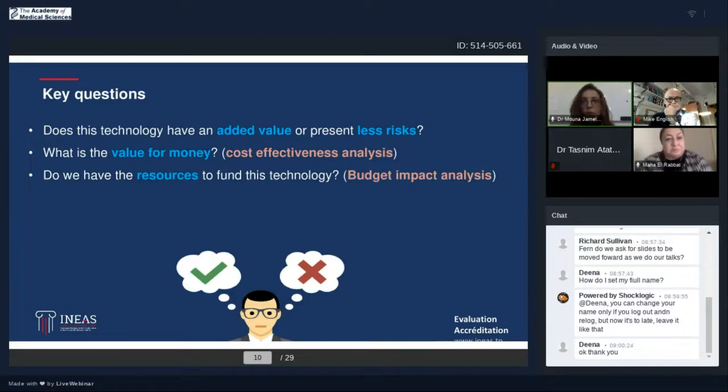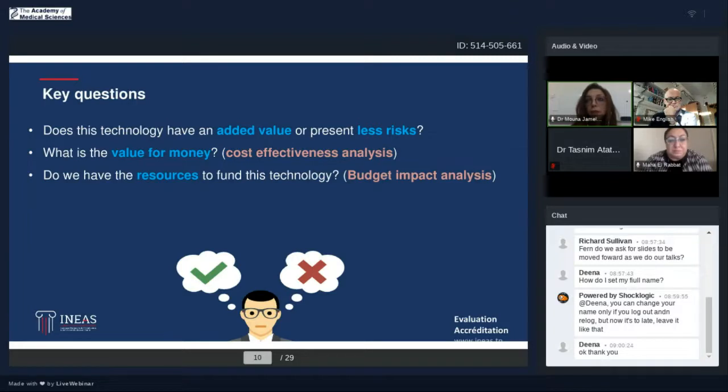So what are the key questions that we are asking ourselves when we are doing health technology assessment at INEAS? Usually, the main question to which we can find an answer in health technology assessment reports worldwide is: does this technology bring an added value compared to therapeutic alternatives that are available in a given setting? Is it less risky than standard of care? What is the value for money in our setting?